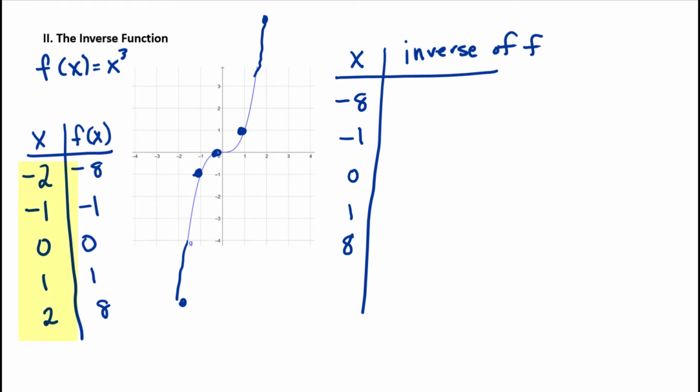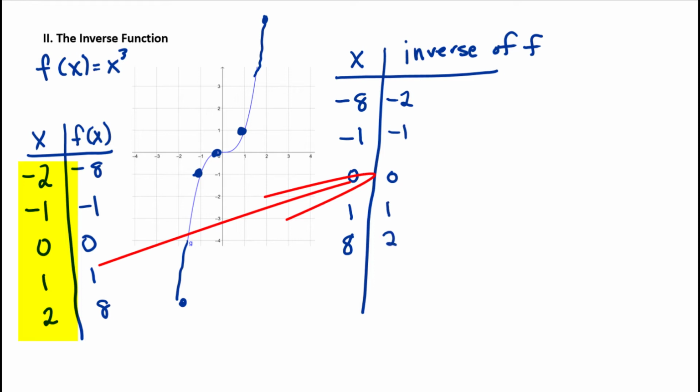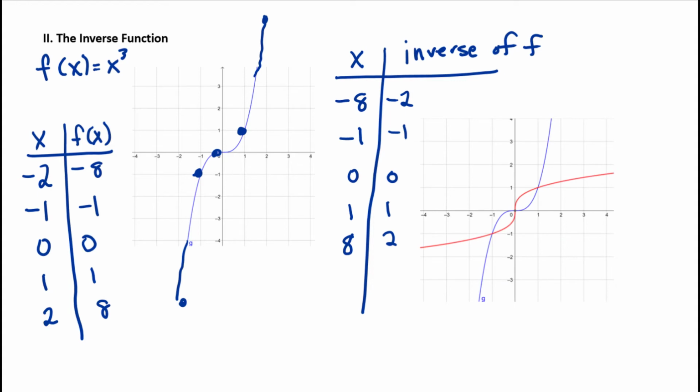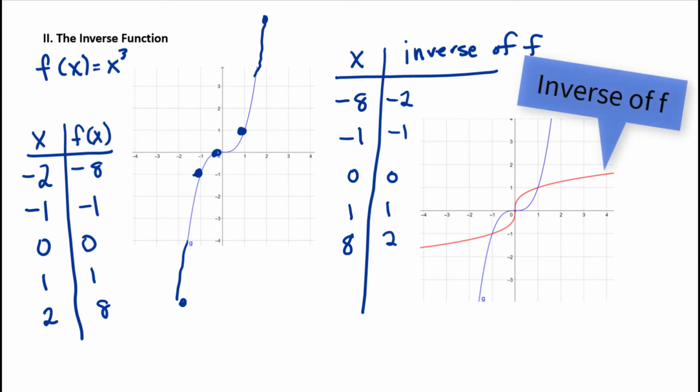-2, -1, 0, 1, and 2. Let's plot some of these points. So we'll plot the ones we can reach and sort of guess where the other points would be or estimate. And we'll connect these points to see what the second graph looks like. So now we know how to graph the inverse of a function from the graph of a function.